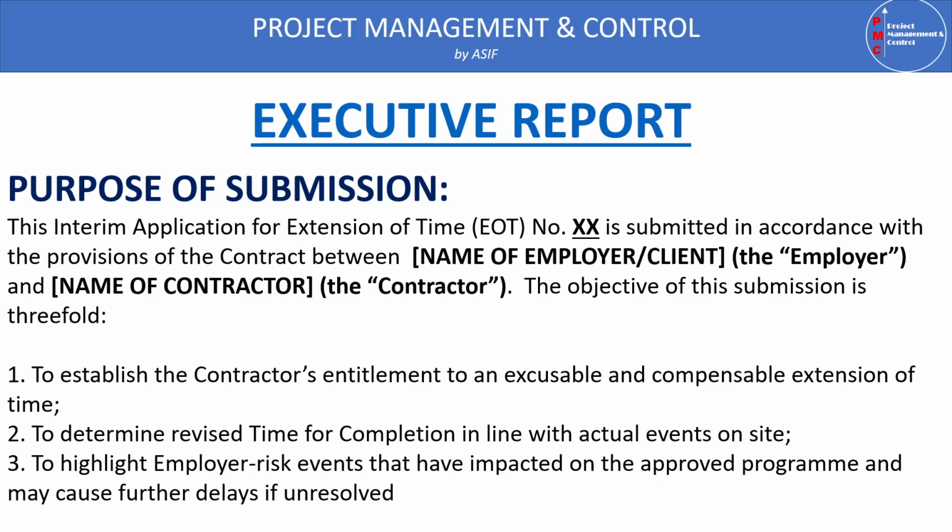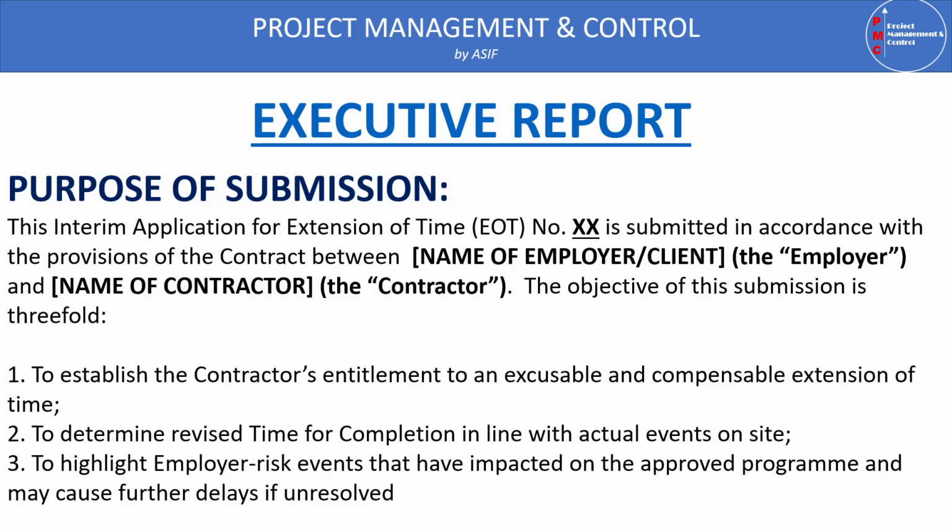So you have to mention in the purpose of the submission, as I mentioned, this interim application for extension of time claim number. If this is interim, you can make it 01, number 2, number 3, whatever it is. So this interim application for extension of time claim number X is submitted in accordance with the provisions of the contract between the employer and the contractor. You have to mention the name of your employer and the name of your contractor. The objective of the submission is to establish the contractor's entitlement to an excusable and compensable extension of time claim to determine the revised time for completion in line with the actual events on the site.